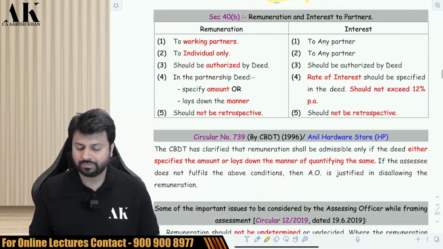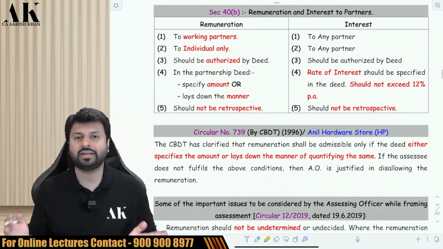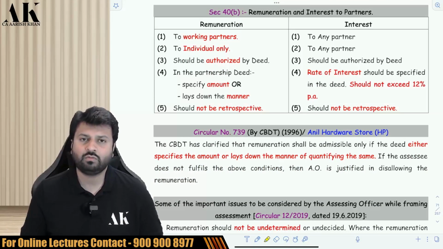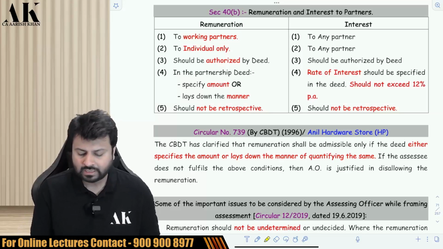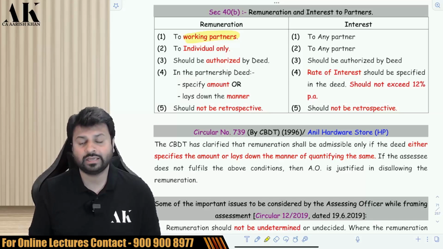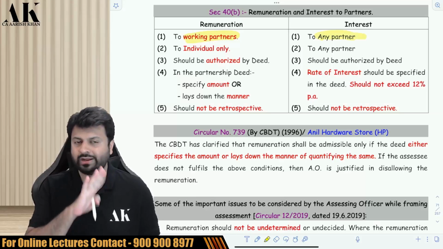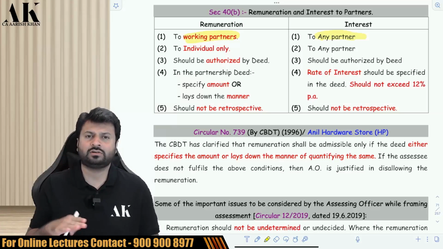Now coming to the most important part, that is remuneration and interest to partners. So now when remuneration and interest will be allowed to the partnership firm and LLP, there are some conditions that we have to fulfill. First, remuneration is allowed only if you pay to working partners, but interest is allowed if you pay to any partner. Interest can be paid to working partner also, sleeping partner also.